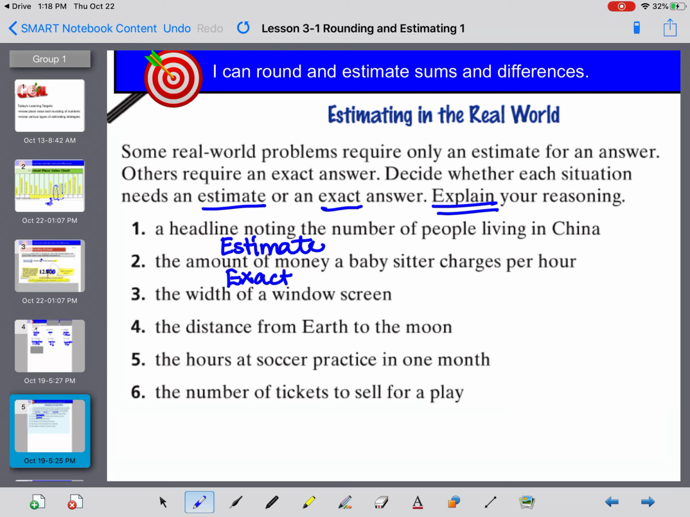Number 3, the width of a window screen. Well, someday when you are a homeowner, you will know that you would like that to be the exact width because otherwise the screen won't fit snugly. You don't want it to fall out.